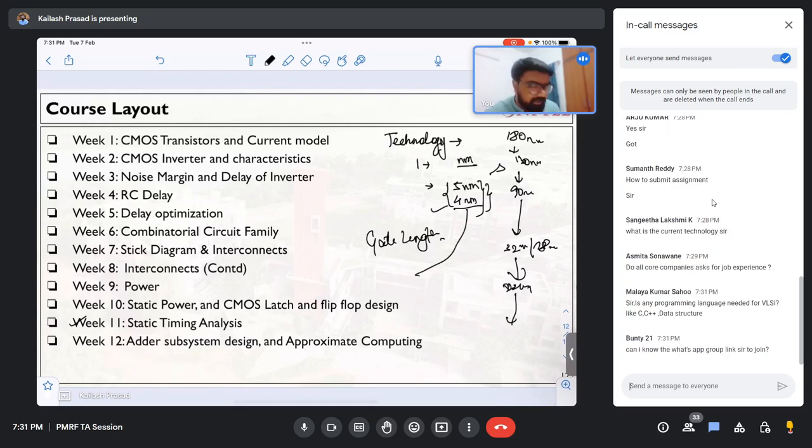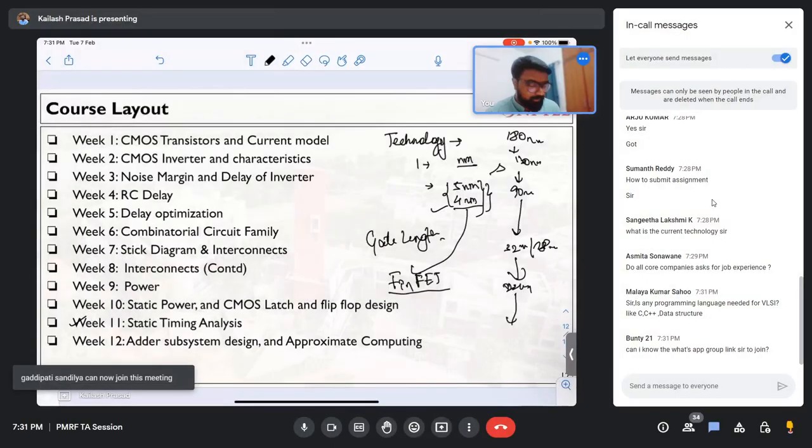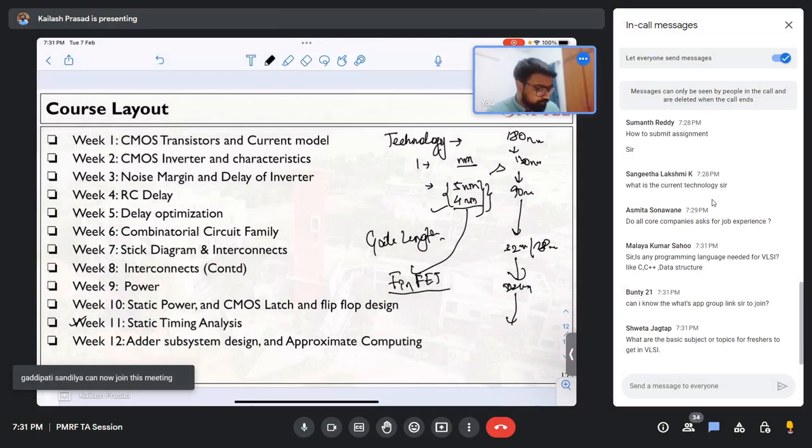And the underlying transistor in that is actually called FinFET. Okay, so just remember this term. Maybe in one of the lectures we'll be discussing it, but not now. FinFET is the transistor which we use. It is a MOSFET only, but a 3D kind of MOSFET.